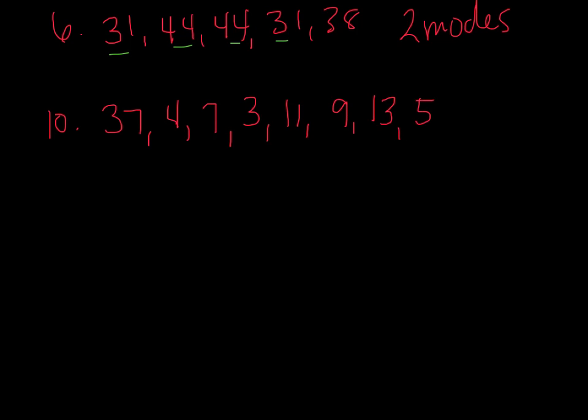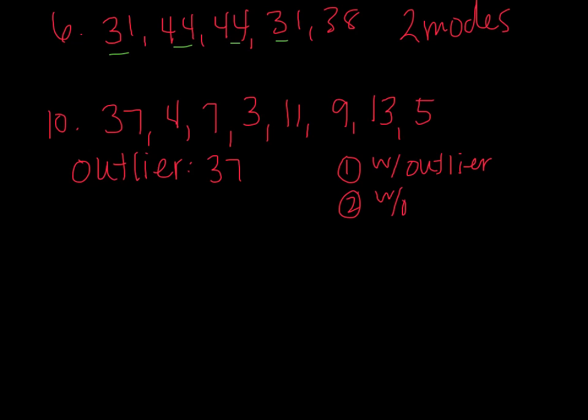Alrighty, so first off, what's the outlier? Obviously, 37. Okay, so this is going to be kind of a pain because we need to find 2 different means for this set because it asks us how does it affect the mean. So first, we have to find it with outlier, and then we have to find it without the outlier. And I mean mean.